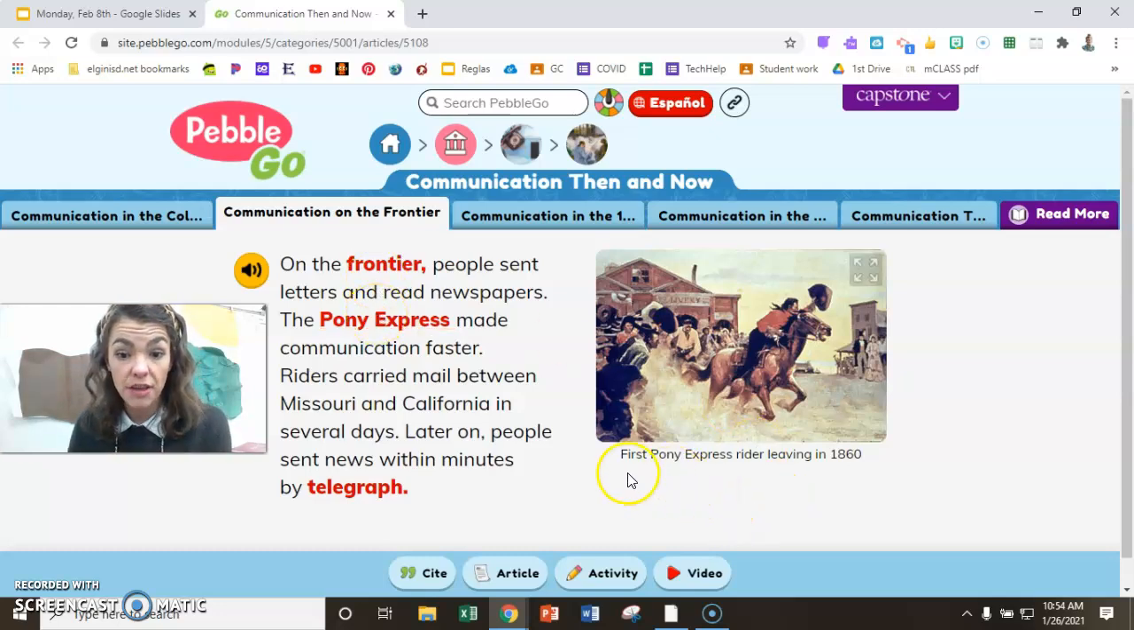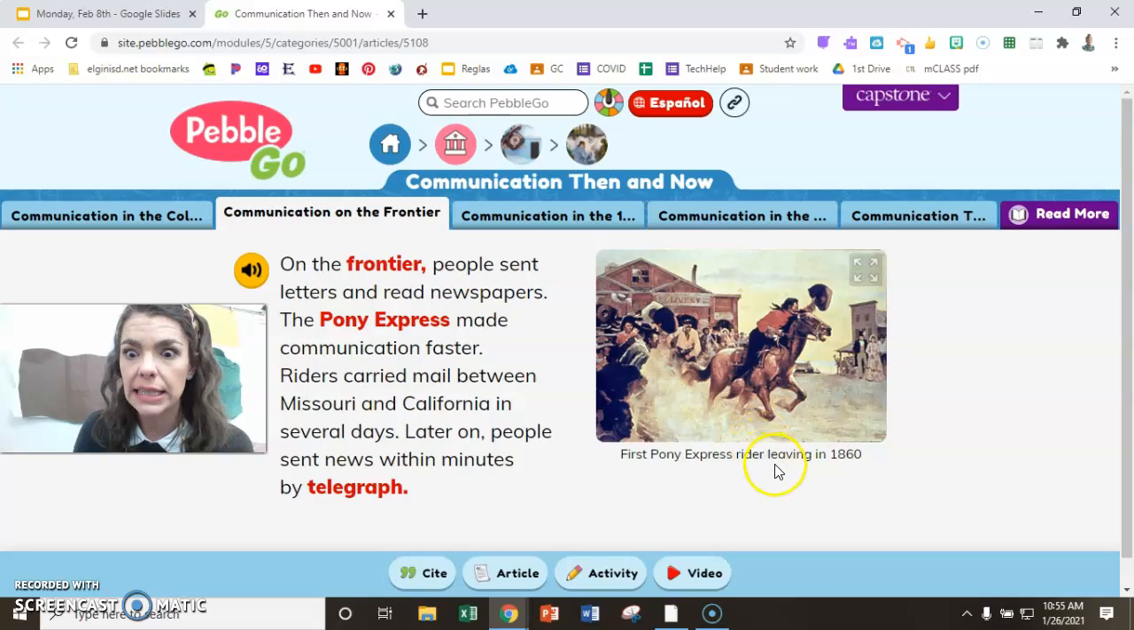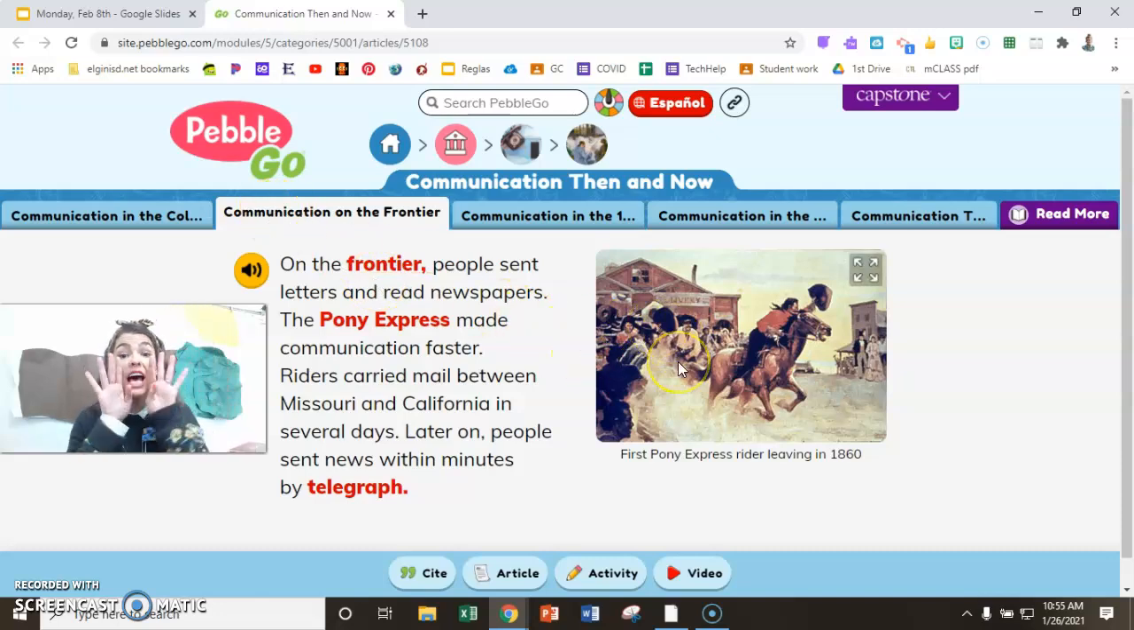Here we have a photo. The first Pony Express rider leaving in 1860. So look at this man. He's riding a pony or a horse, and he's leaving to make a fast communication. So you have to tell your message to this man on the horse, or write a letter and give it to the man on the horse, and he's, giddy up, cowboy, going to take it and deliver it for you to your friend or your family.